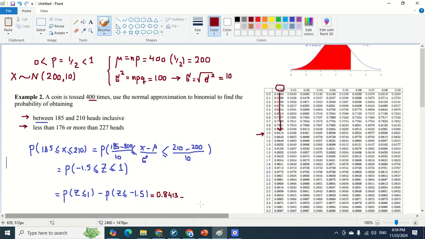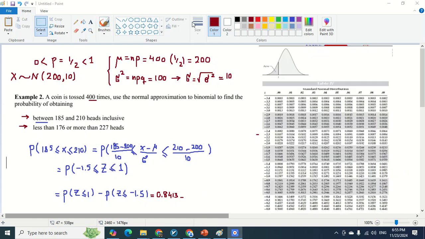So we should take a look at the negative table right now. So this is a negative table. Let us take a look at the given value, minus 1.5. So the minus 1.5 is here, and the second digit is given by 0. So the intersection of these two values is given as 0.0668. I hope that I can read it correctly. Okay, so this is the value for the first case.